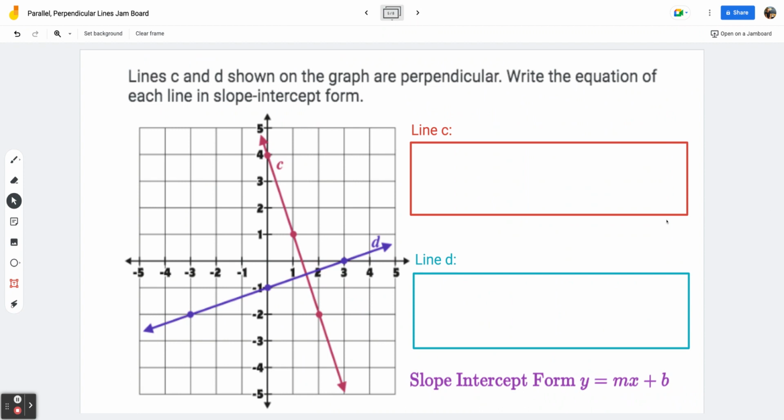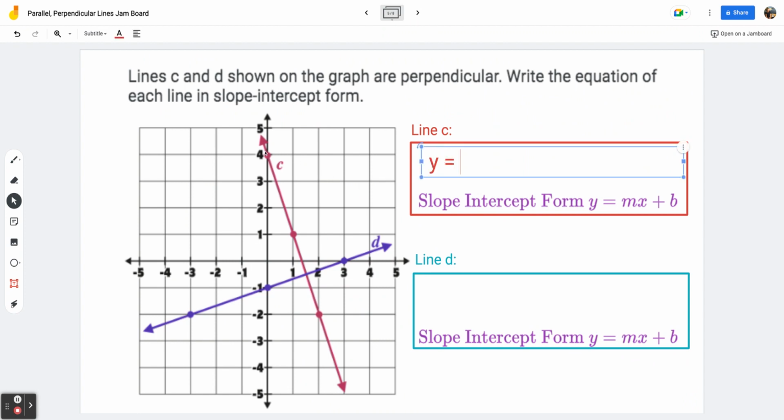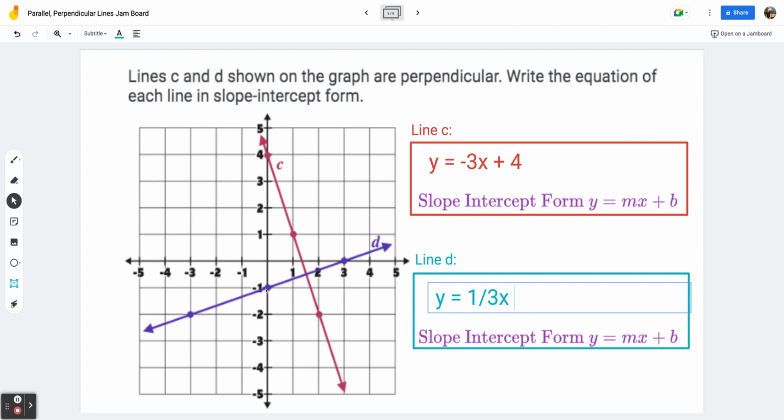In the next example, we want to write the equations of these perpendicular lines, and both of the lines have a clear y-intercept. So let's use the slope-intercept form for both lines. See if you can write those equations, and then let's compare. So for line C, did you say y is equal to -3 over 1, or just -3x, plus 4? So this line is decreasing. Its slope has to be negative, down 3 to the right 1. For line D, my line is increasing. It will have a positive slope, positive 1/3 x, and my y-intercept of line D is -1.